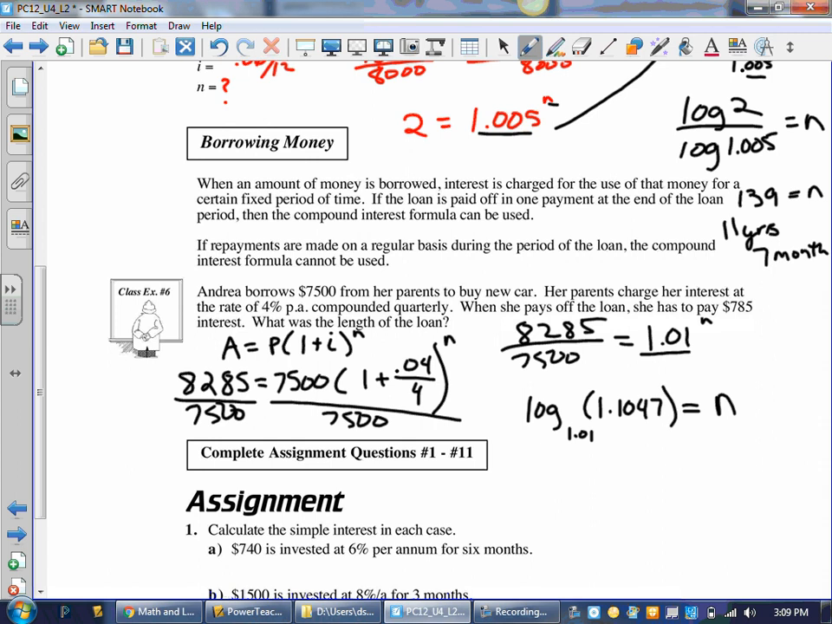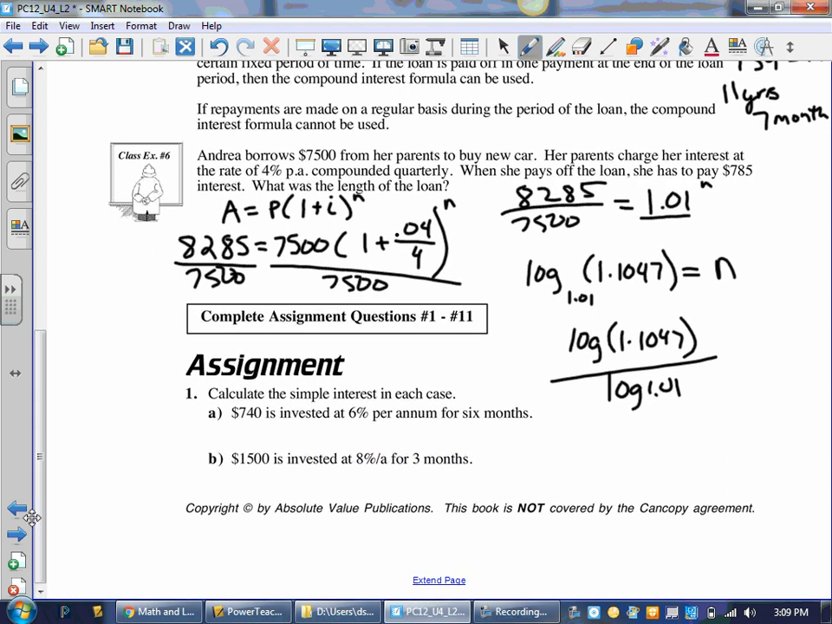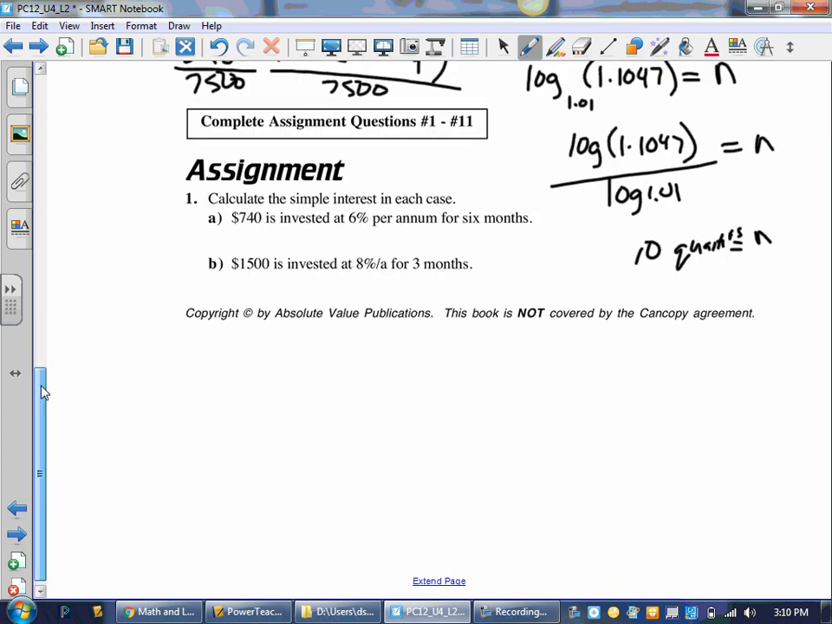And if I do that on my calculator with your base, you can either do that or you can split it into log of 1.1047 divided by log of 1.01. However, if your calculator has the base, that's easy. And when you do that, you will get the number of compounding periods to be 10. It's actually 10 quarters, isn't it? Because it's happening quarterly.